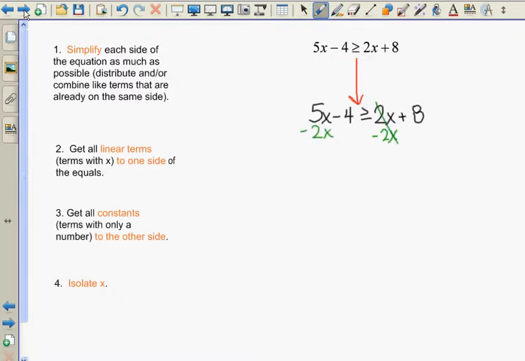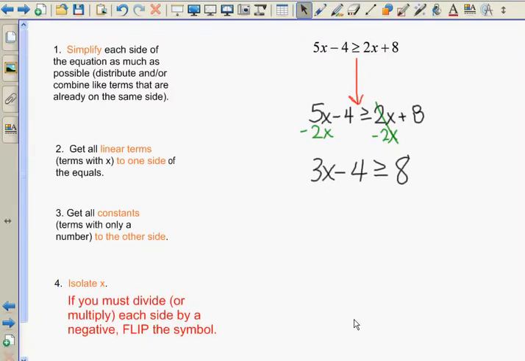That will leave me with a positive 3x minus 4 greater than or equal to 8. Do remember, let me open this up again, this little note down here: if you multiply or divide by a negative, that's when you flip. Adding and subtracting is no big deal. That's why I haven't flipped yet. Let's see. So step 2, done. Linears are all in one place. Constants need to move. Since the linears are on the left, constants need to move to the right. That makes 3x greater than or equal to 12. Okay. Linears are to the left, constants are to the right.